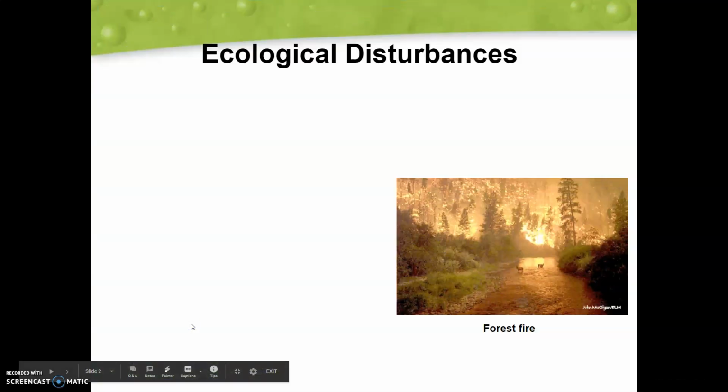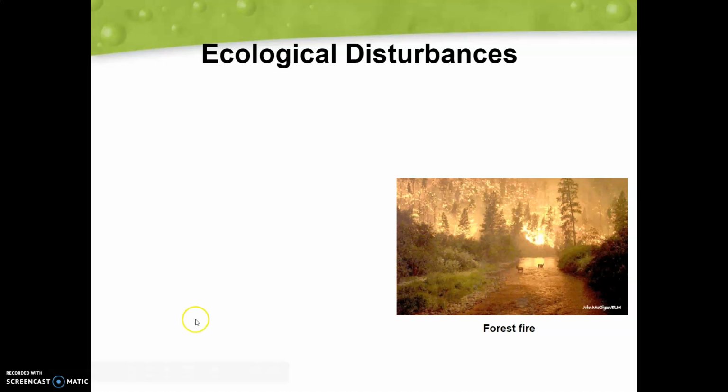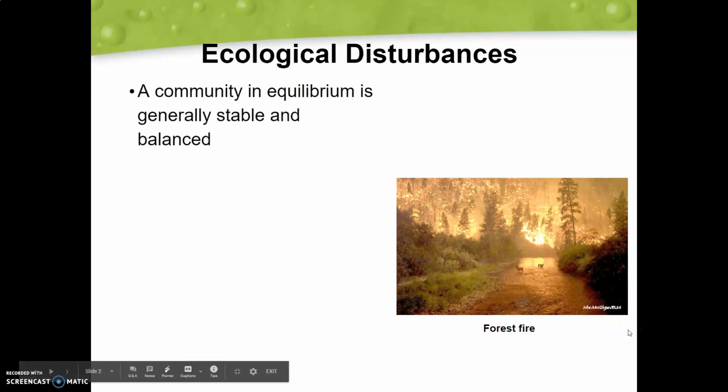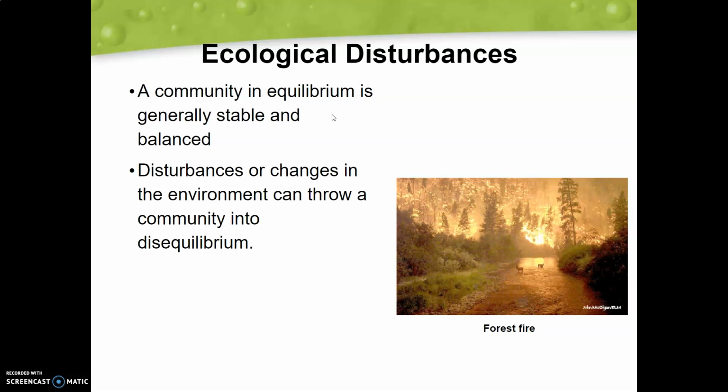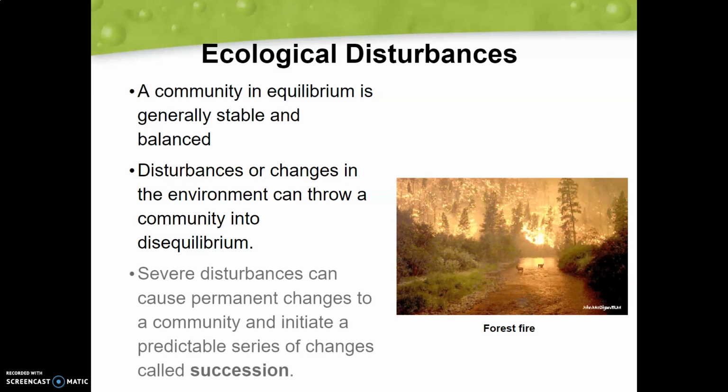Okay, so first up, we're going to talk about succession. Remember that succession is something you probably heard in biology. So we're going to talk first about what can cause that. Generally, a community is in equilibrium, and equilibrium is generally stable and balanced. Disturbances or changes in the environment can throw a community into disequilibrium. And then severe disturbances can cause permanent changes to a community and initiate a predictable series of changes called succession.